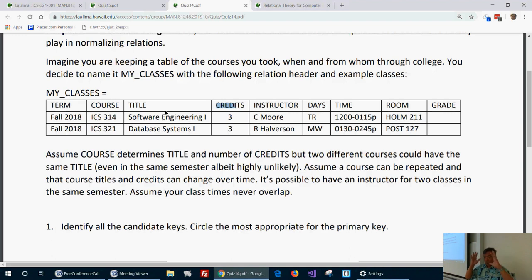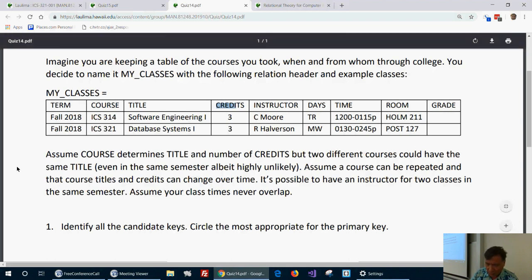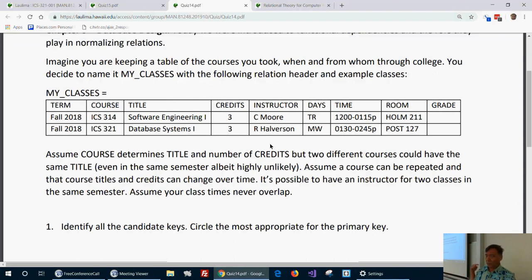Okay, wait a minute. So there are some dependencies here. But two different courses could have the same title, even in the same semester. Okay, so course determines title and the number of credits in the semester, but two different courses can have the same title. So all I'm saying is that this determines this. This is not consistent with what I said earlier, is it?